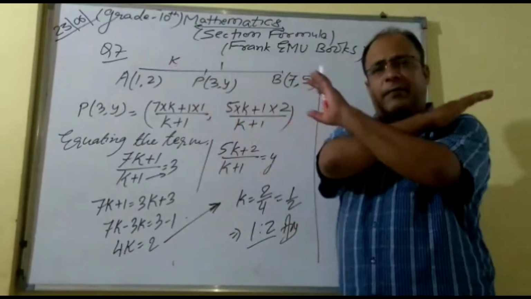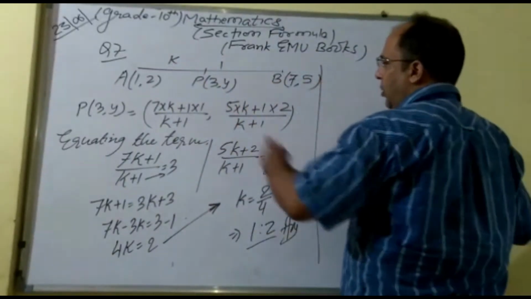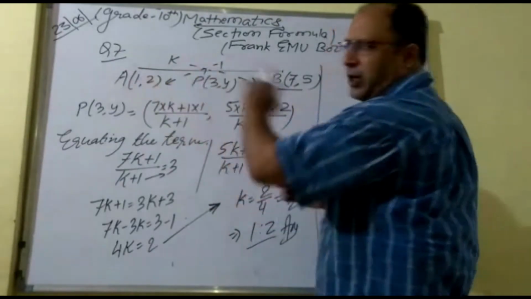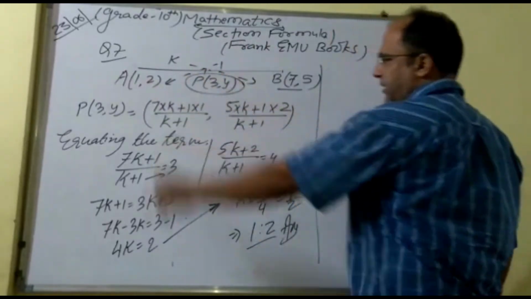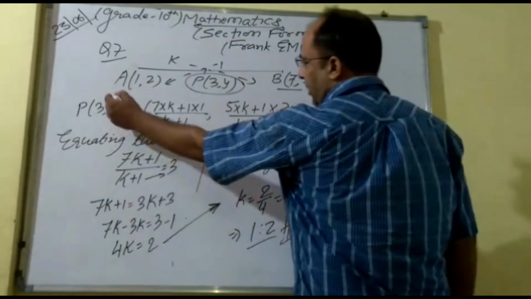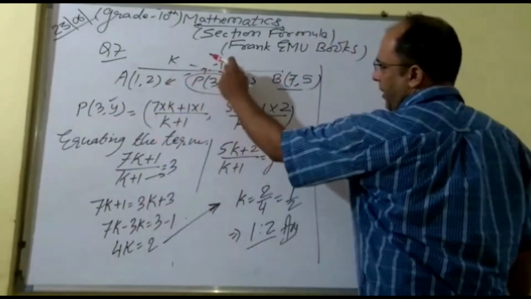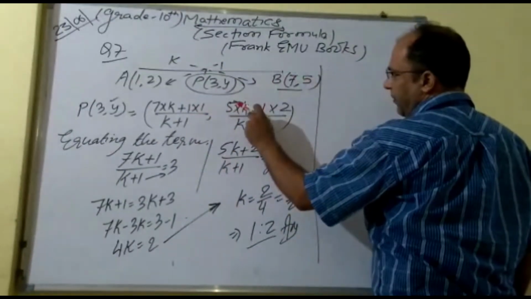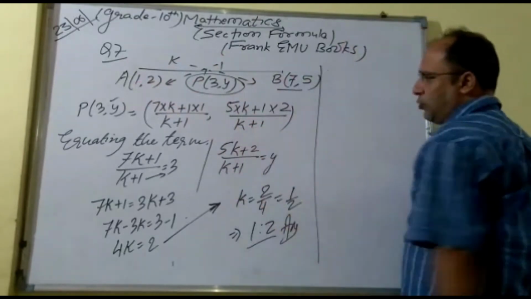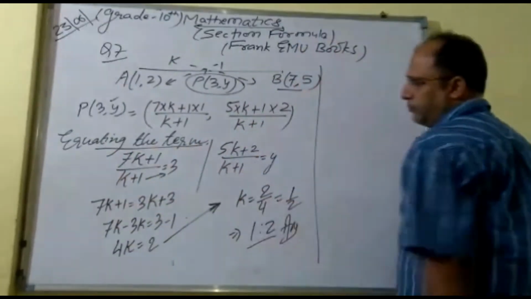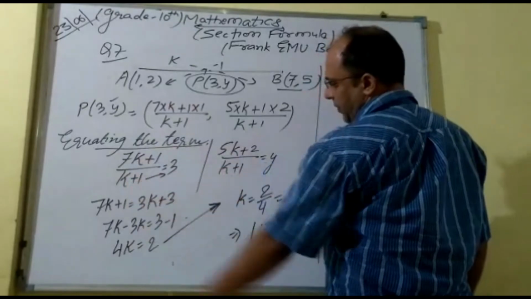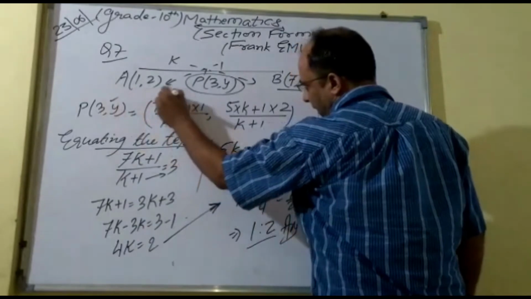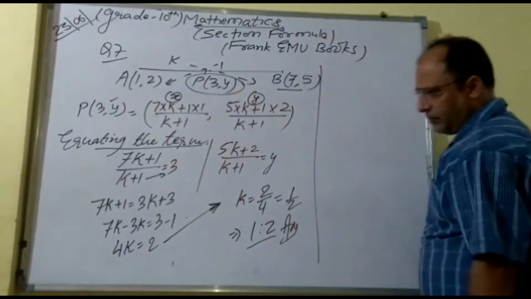So again, the same trick applies, cross. What cross? Minus k multiplied to this axis and 1. Cross is just the opposite of this point of intersection. So here, P's x is (7 into k plus 1 into 1) upon k plus 1, and y is (k into 5 plus 1 into 2) upon k plus 1. Now equating the term, 7k plus 1 upon k plus 1 equal to 3, because this is the value of x and this one is the value of y, right?